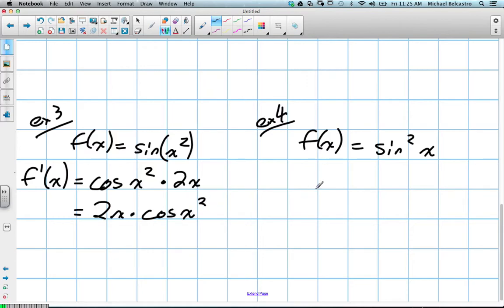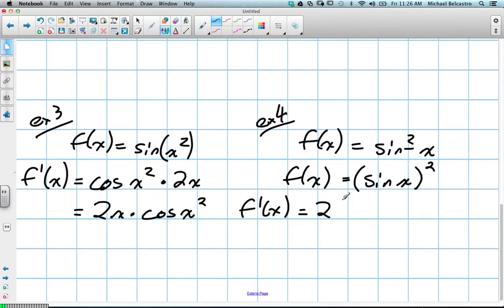Okay. Our second one, we're going to change the way it looks to make it look more like a chain rule. So this is actually a function equal to sine x, squared. From here we can apply our rules a little easier. For f prime x, we'll use our chain rule. We bring our 2 down, we still have sine x inside to the power of 1, and then we derive what's inside. The derivative of sine x is our cos x.